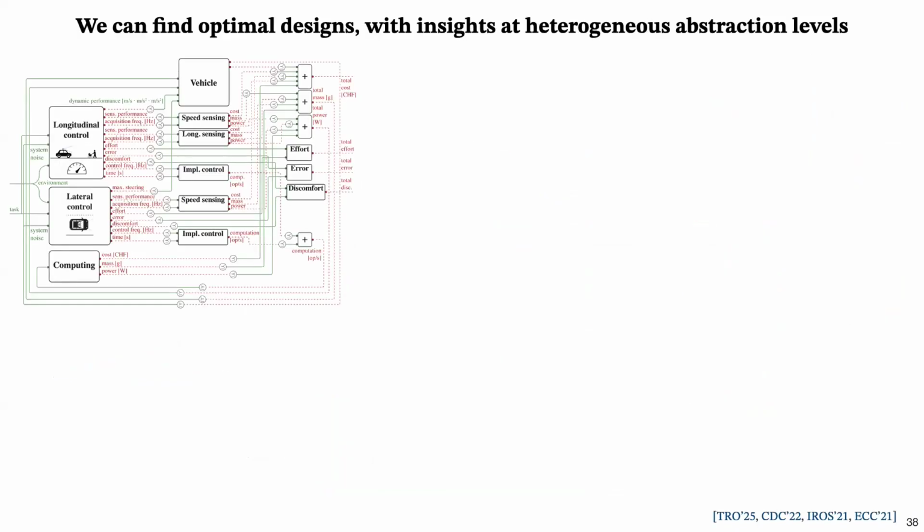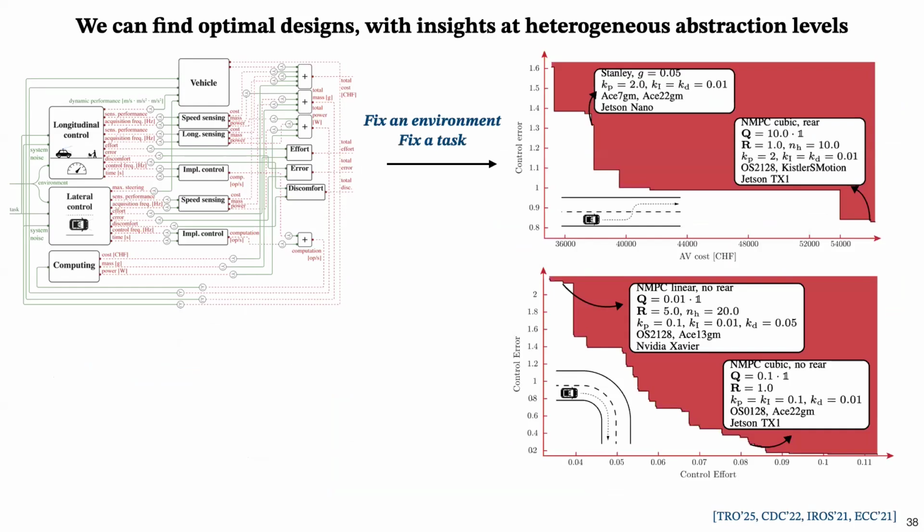You start with such a diagram, you populate it. And now you fix an environment and a task. In this context, for us, the environment is we're taking realistic roads in the US in this case, and certain maneuvers. For instance, here, a vehicle moving from one lane to another with a certain curvature and a certain speed. And here it's another maneuver, which is making a curve at a certain curvature at a certain speed.